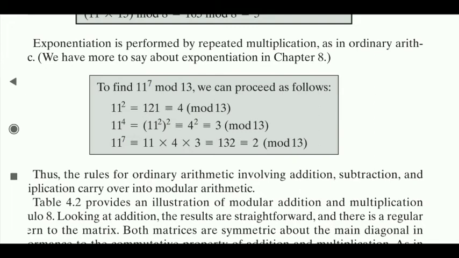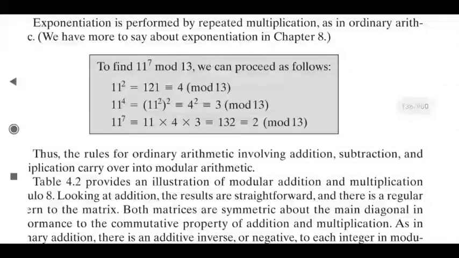Therefore, 11 raised to 7 equals 11 raised to 1 times 11 squared times 11 raised to 4. So we can write 11 times 4 times 3, which equals 132, and 132 mod 13 equals 2. Understand? Thank you.